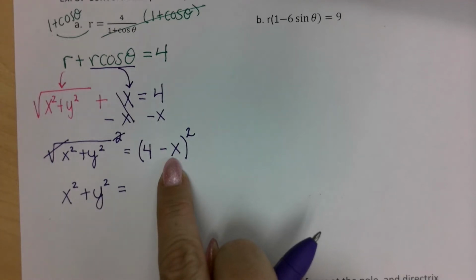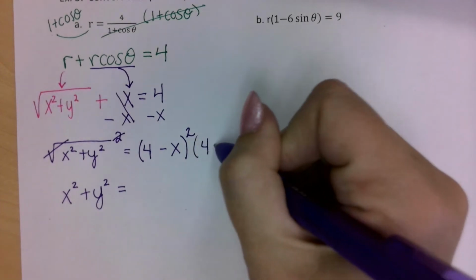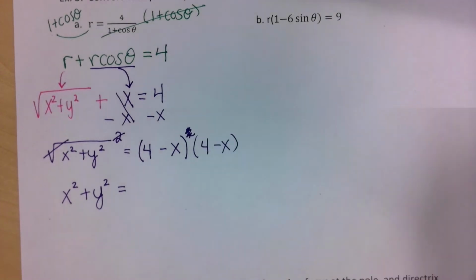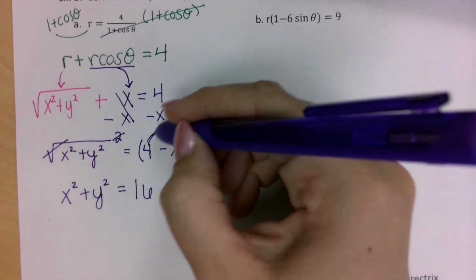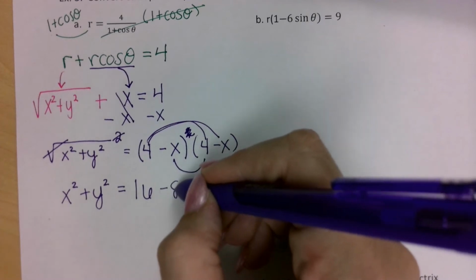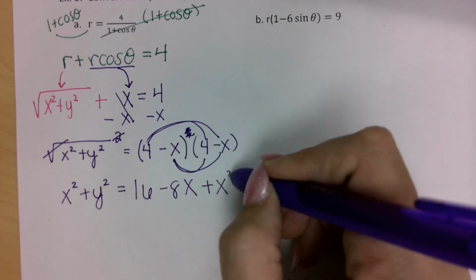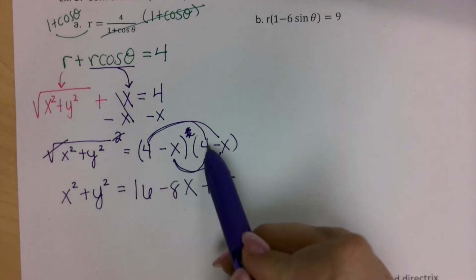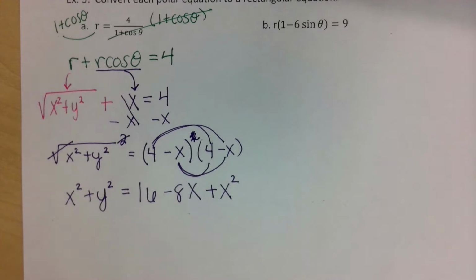So that gives me x squared plus y squared equals, now if you say this is 16 plus x squared, I'm going to be really mad at you. 4 minus x squared means 4 minus x times 4 minus x. So distribute. 4 times 4, 16. 4 times negative x times 2 gives us negative 8x. Negative x times negative x is positive x squared. Make sure you double distribute here and don't just do 16 plus x squared.